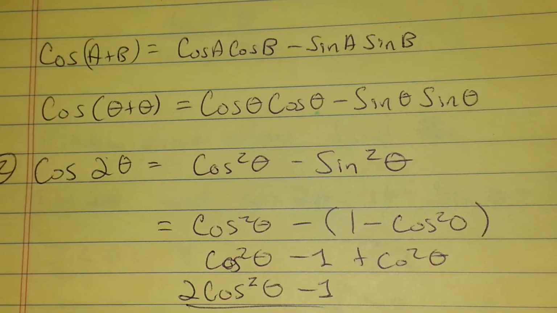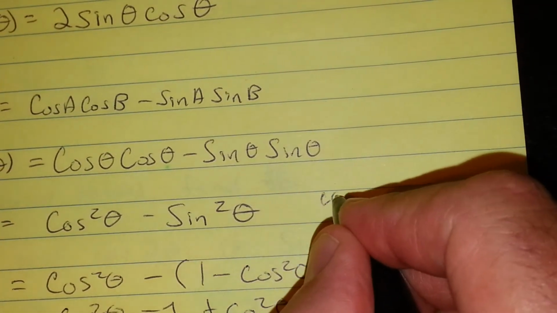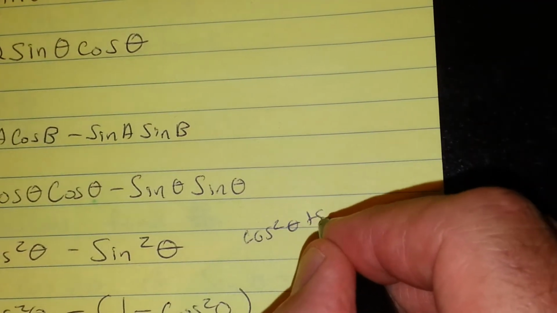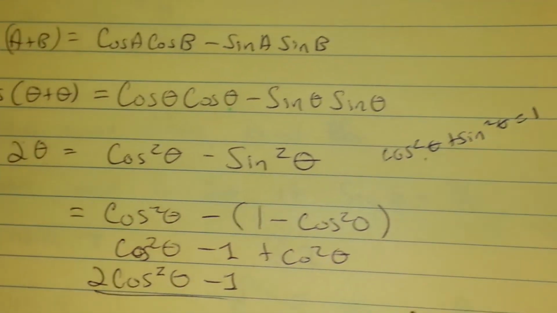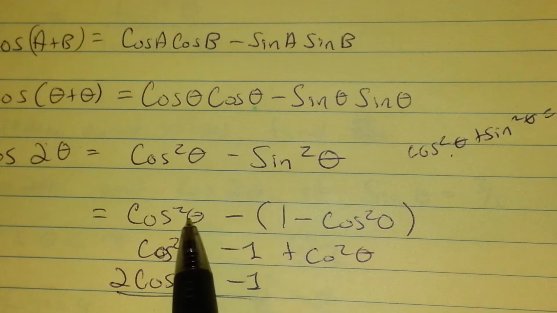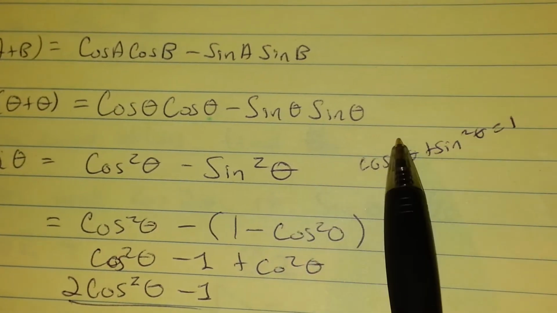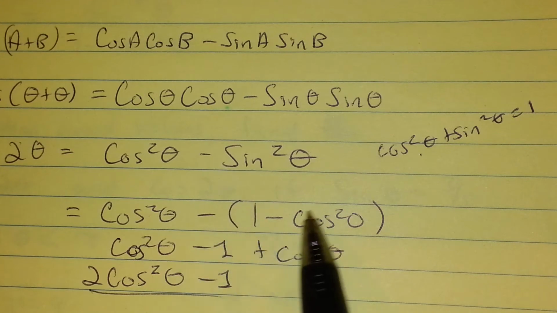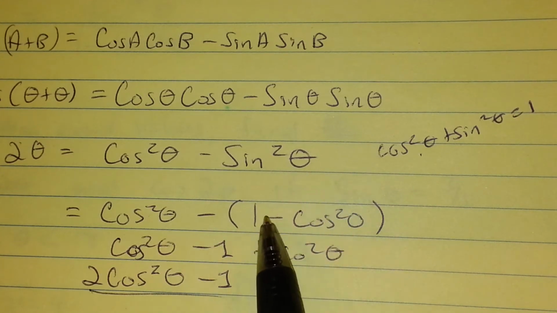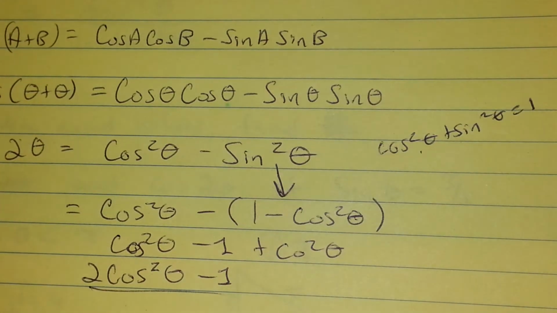The next two just come from this. Remember our old Pythagorean theorem, cosine squared theta plus sine squared theta equals 1, right? So 1 minus cosine squared theta is sine squared theta. So here all I do is substitute for sine squared theta in cosine squared theta minus sine squared theta. We subtract cosine squared theta from both sides, so it's cosine squared theta minus parentheses 1 minus cosine squared theta. That's what we substitute for sine squared.